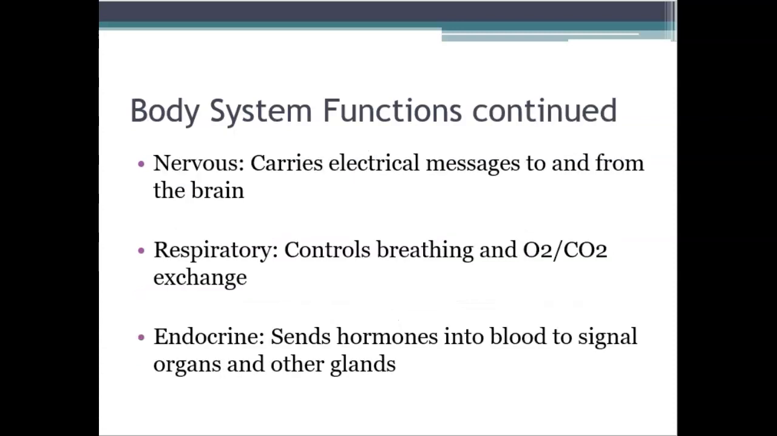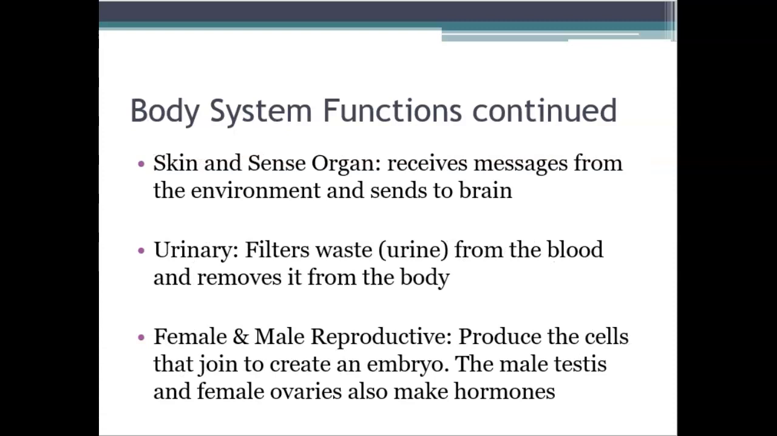The nervous system carries electrical messages to and from the brain. Respiratory controls breathing and O2, CO2 exchange. Endocrine sends hormones into blood to signal organs and other glands. Skin and sense organs receive messages from the environment and send them to the brain.